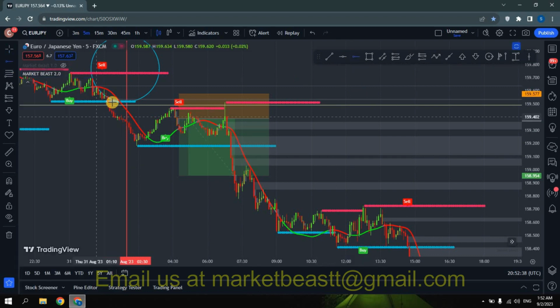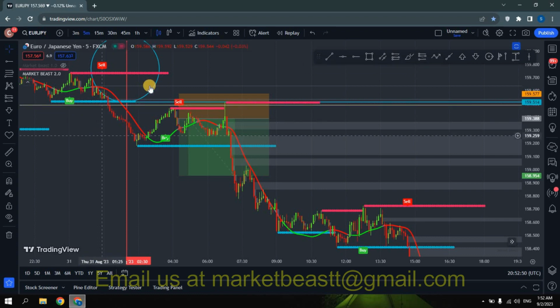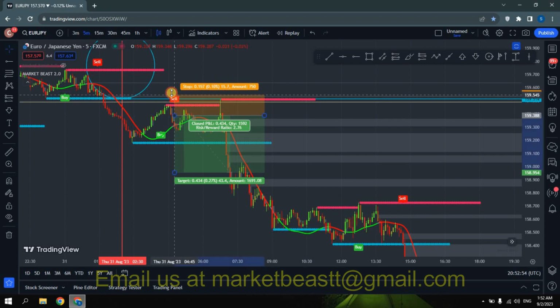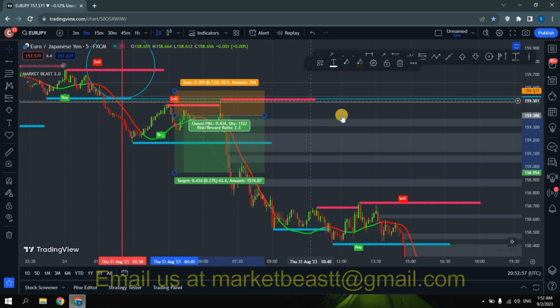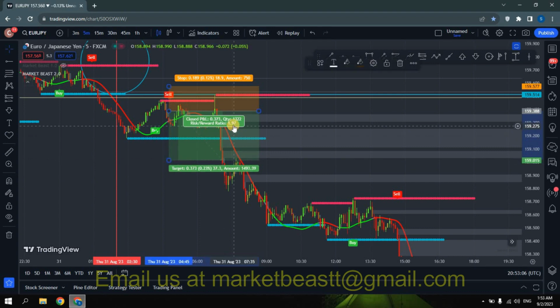Let me make it more clear. This was our last support, which Market Beast 2.0 gave us. So I took the trade here. I'm going to set stop loss around here, which is 0.12 stop loss, and I'm going to set the target according to this. Let's check this.